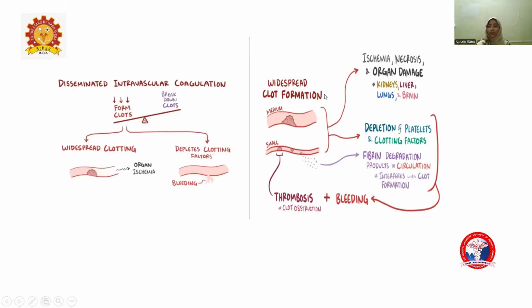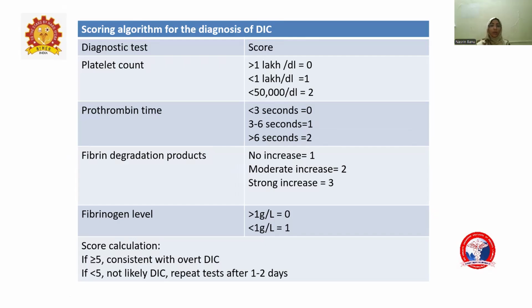This widespread clot formation results in ischemia, necrosis and organ damage, and depletion of platelets and clotting factors, and fibrin degradation products are in circulation. This will interfere in clot formation. Finally, it results in bleeding. There is a scoring algorithm used for diagnosis of DIC.